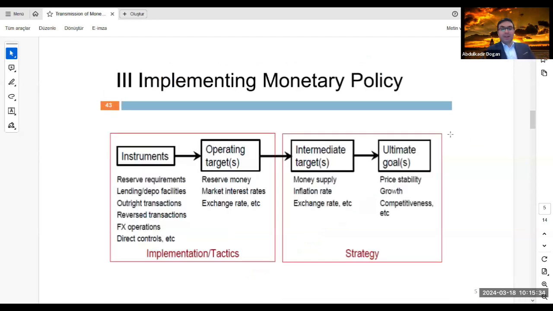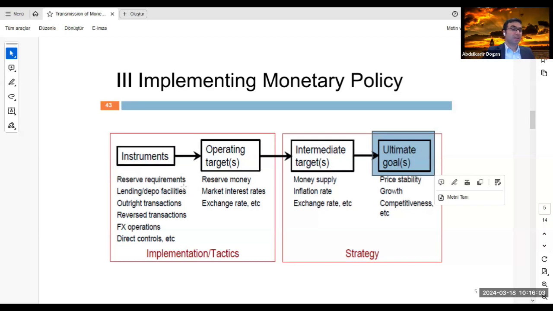Now, we are in the kitchen. Implementation of the monetary policy here. And I always have on the left-hand side an instrument. And with this instrument, I have a goal. Okay. My instrument is generally the policy rate, the interest rate. Okay, these are my instruments.